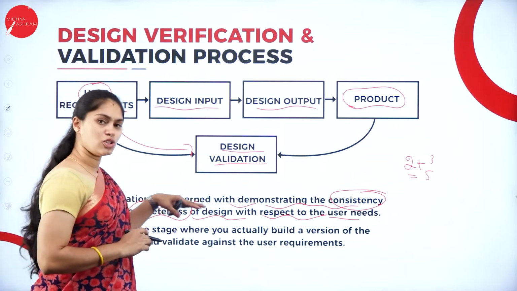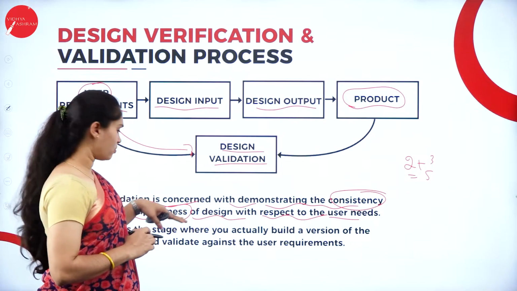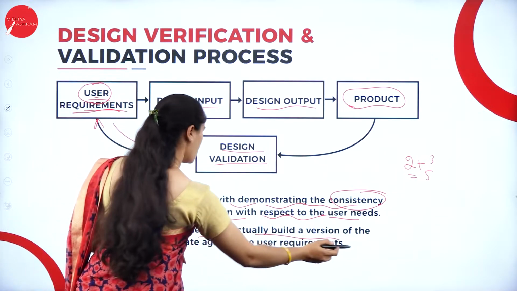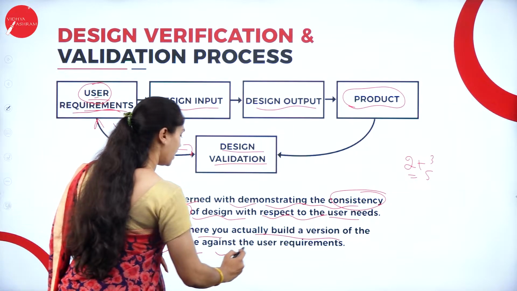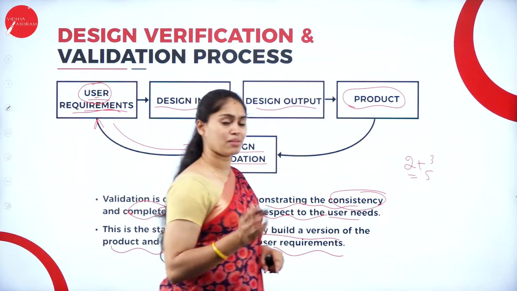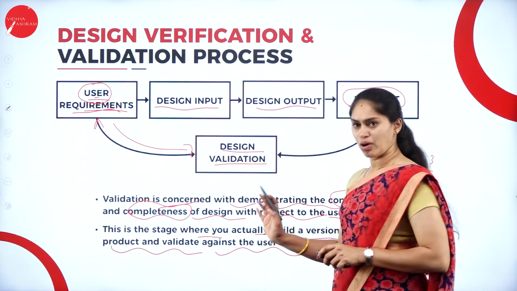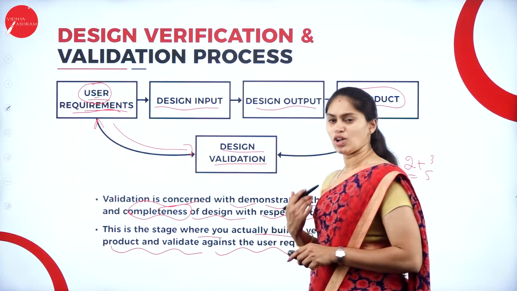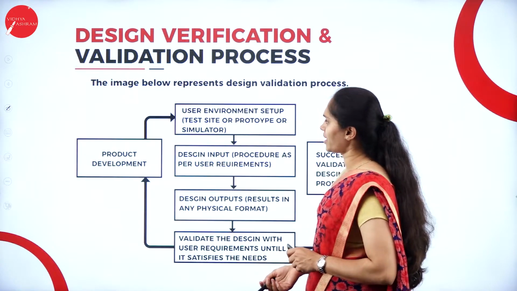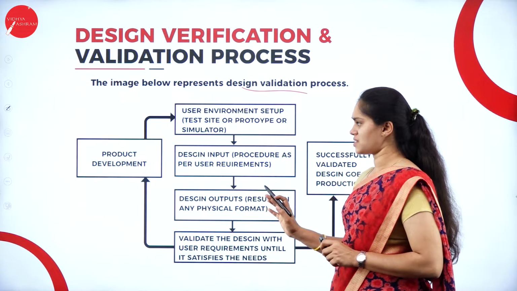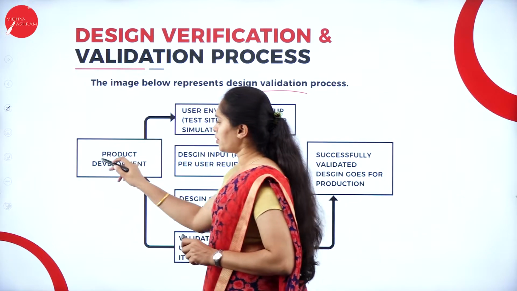So in order to do that, this validation is going to be used, so that mainly we are building a version of the product and validating it against the user requirement. Based on the user requirement, we are validating the whole product that has been built or developed. And here you can see that this mainly represents the design validation process, right? We want to do the product development.